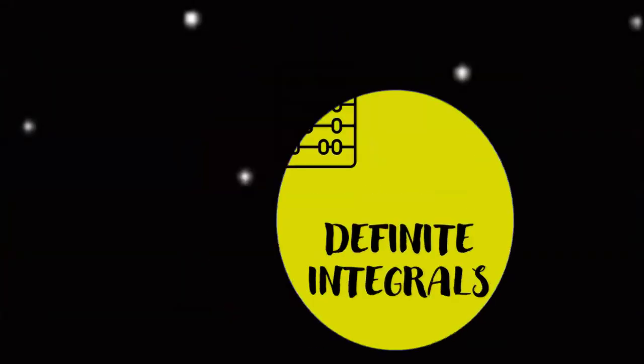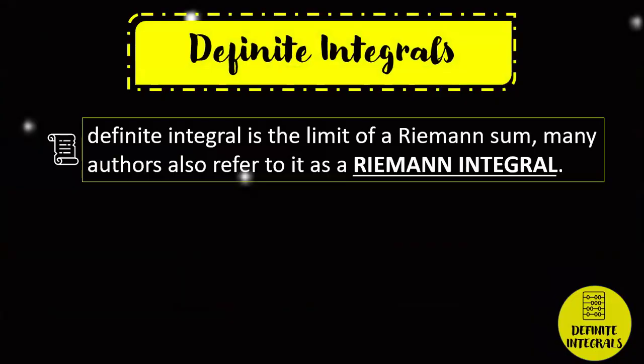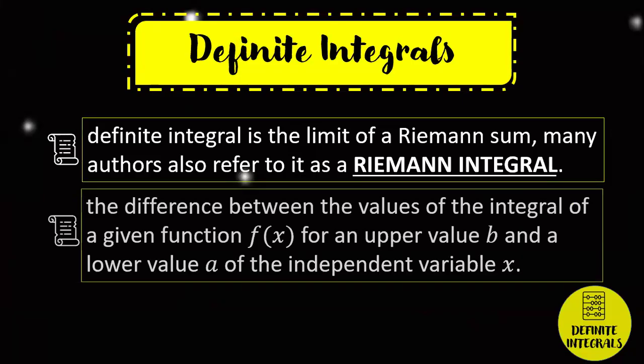So what are definite integrals? The term definite integral came from the limit of the Riemann sum. Many authors also refer to it as the Riemann integral. It is actually the difference between the values of the integral of the given function f of x. Take a look at this one. The upper value is b and the lower value is a. So that's just subtracting b minus a.